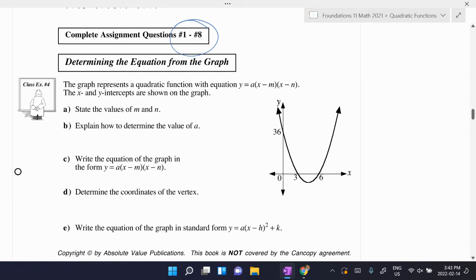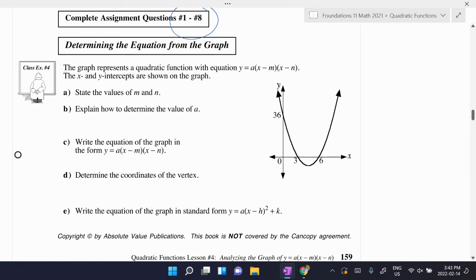Okay. So I'm going to go on now to class example number 4. The graph represents a quadratic function. The equation is y equals a times x minus m times x minus n. The x and the y-intercepts are shown. State the values of m and n. Right here, right? 3 and 6.